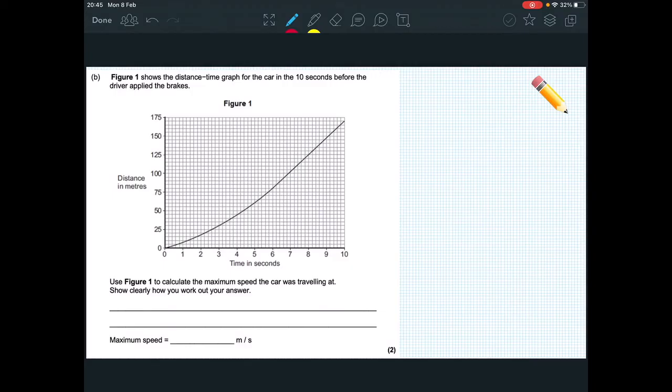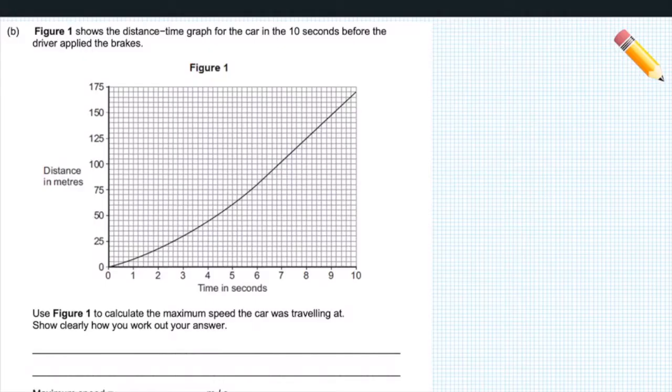Figure 1 shows the distance time graph for the car in the 10 seconds before the driver applies the brakes. We've got a graph showing time in seconds on the x-axis and distance in meters on the y-axis, and you can see here it's not just a straight line. It actually curves here and then it becomes a straight line.